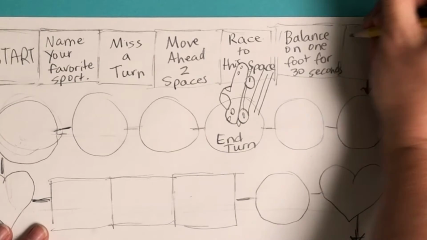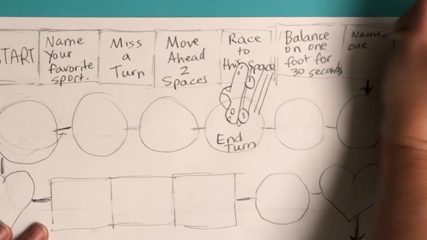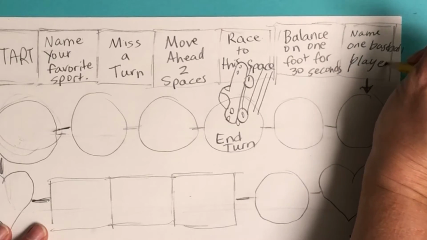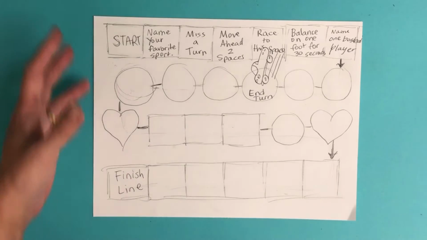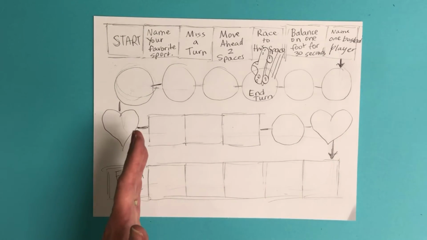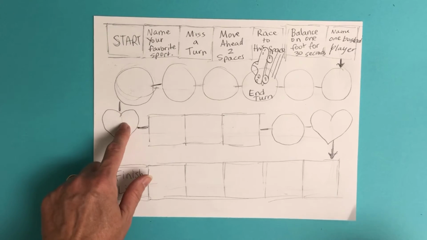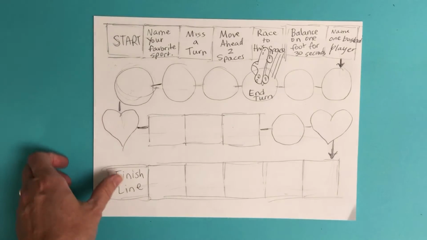So I'm going to put maybe name 1 baseball player. Okay. And then you're going to fill up this whole thing here with all sorts of wonderful things. Now, what if you want to do activity cards? So maybe the hearts would be my activity cards.